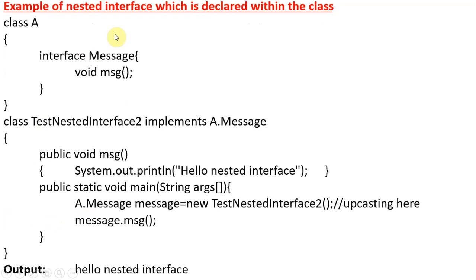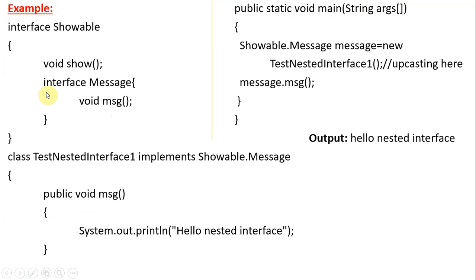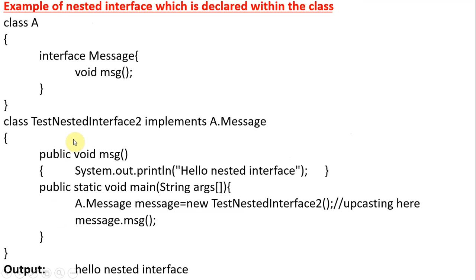So, nested interface. In the previous example, we saw an interface within another interface. Here, within the class A, we are specifying an interface Message with one method. So, an interface within a class. The Test class implements A.Message.